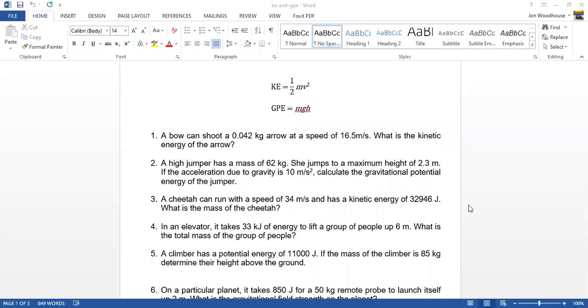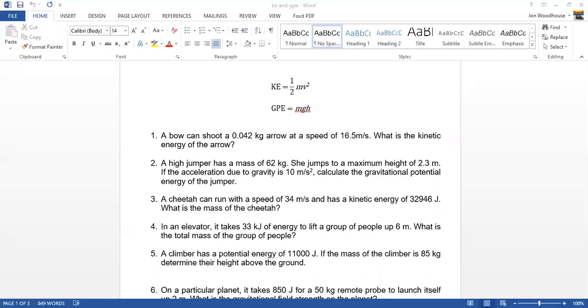Hello, Year 10s. What we're going to do is look at gravitational potential energy and kinetic energy. I've attached an additional sheet, which is the one that you can see on the video. So we've got kinetic energy equals half mv squared, and gravitational potential energy equals mass times gravity times height. We've worked through this in some previous lessons, so I'm just going to do one or two calculations to help you with your revision.